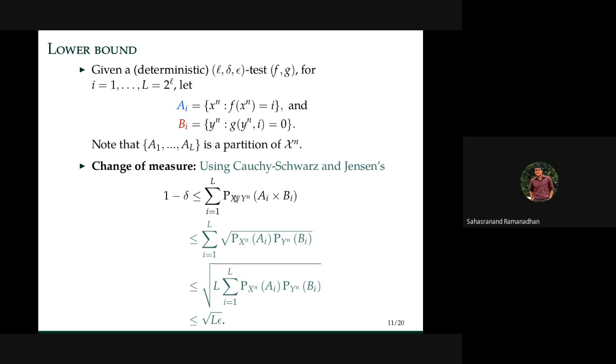Now we can apply a Cauchy-Schwarz inequality to this Pxy of AI cross BI to obtain the second step. From there we apply Jensen's inequality because the square root is a concave function, and we get here. In this step, you can notice that this Px of AI times Py of BI is nothing but the probability of the set where we declare h0 under the product distribution, meaning under h1. Under h1, the probability of declaring h0 has to be less than epsilon for any L delta epsilon test. So this has to be less than or equal to epsilon. Hence we get this inequality.